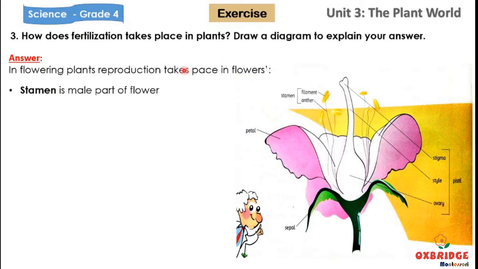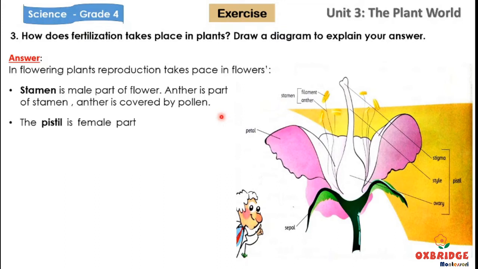Stamen. Stamen is the male part of the flower. Anther is part of the stamen. Anther is covered by pollen grains. Here you can see that the anther is covered by pollen grains. And this part of the flower is known as stamen, the male part of the flower.